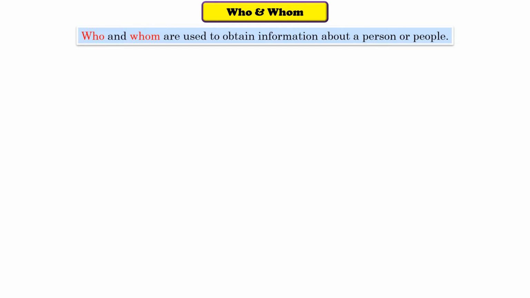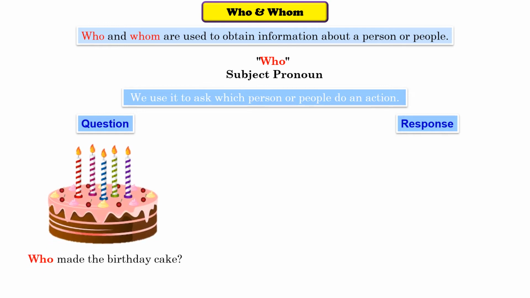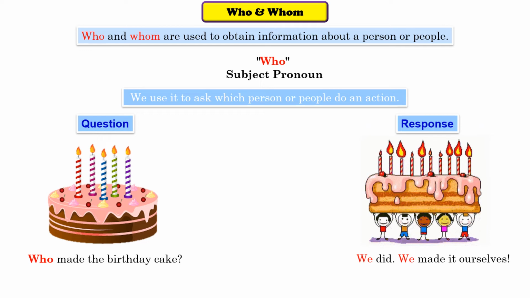Now we are going to study WH questions separately. Let's begin with who and whom. Who and whom are used to obtain information about a person or people. Who is a subject pronoun, like he, she, and we. It is used to ask which person or people do an action. Example, who made the birthday cake? We did. We made it ourselves.